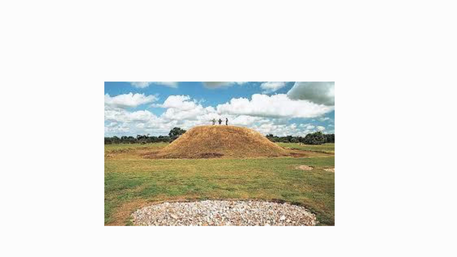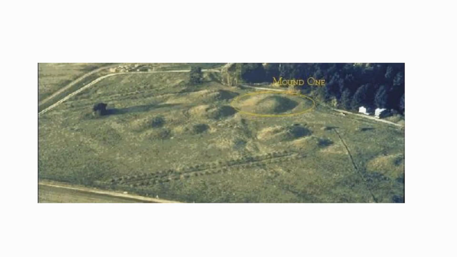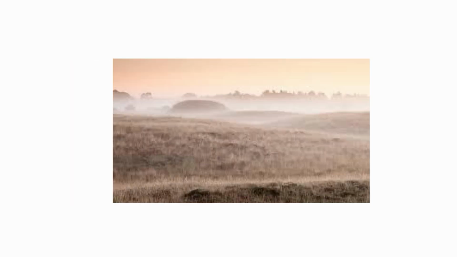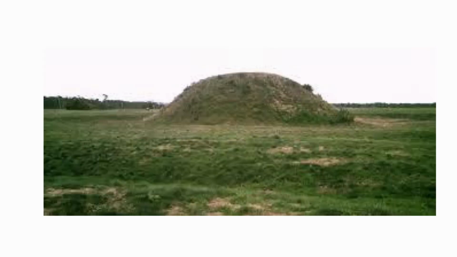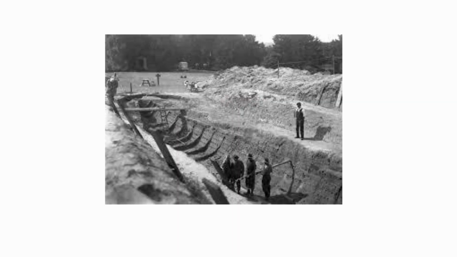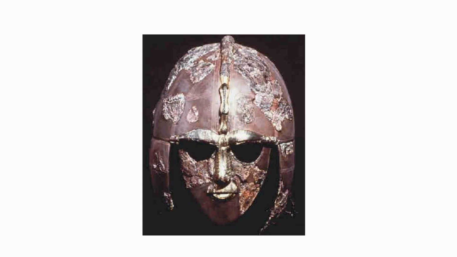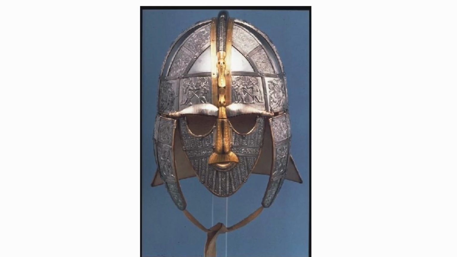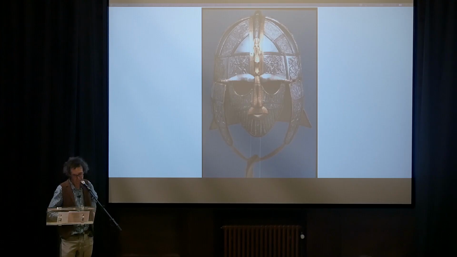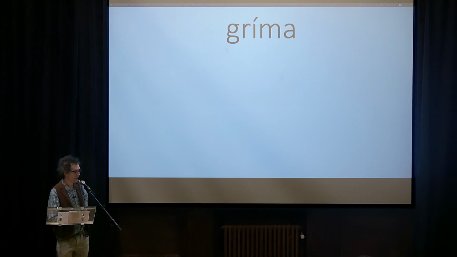but he was found in East Anglia under one of these mounds in the 1930s. They found all the treasure lying in an obvious symbolic arrangement around where the man must have been laid to rest. And this is the grima, the helmet, as they found it. And this is what it looked like when it was restored. So that's grima.